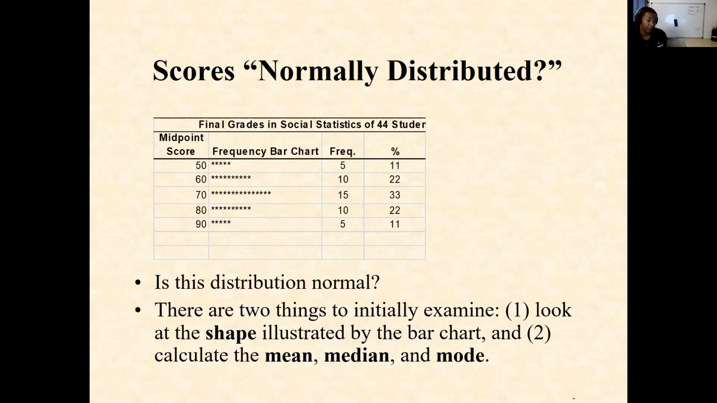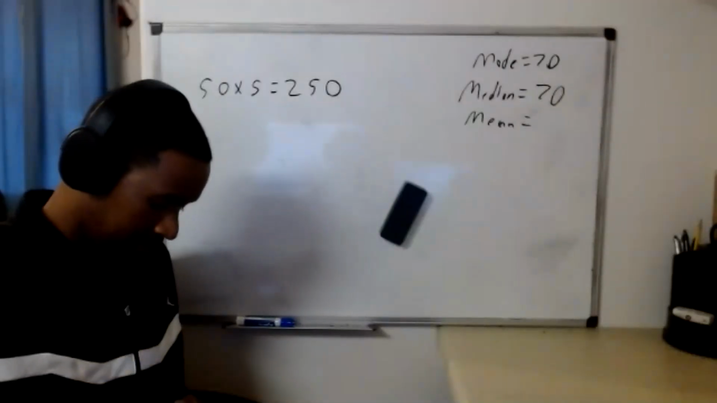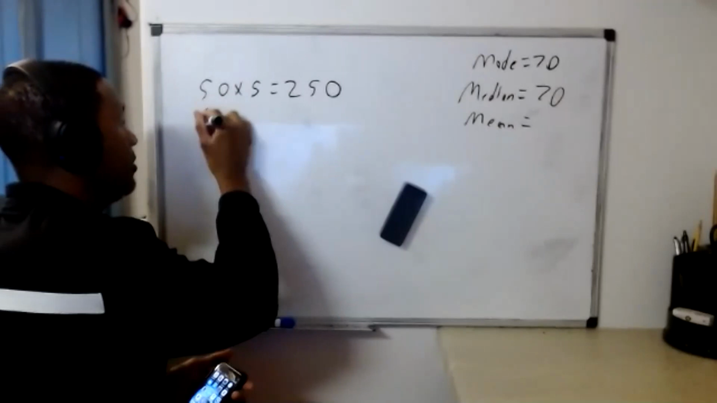of cases. We have 45 students, and the way I know we have 45 students is 5, 15, 30, 40, 45. Okay, so I'm just going to go ahead and do that. 50 times 5 gives me 250. And then we go 60 times 10 gives me 600.